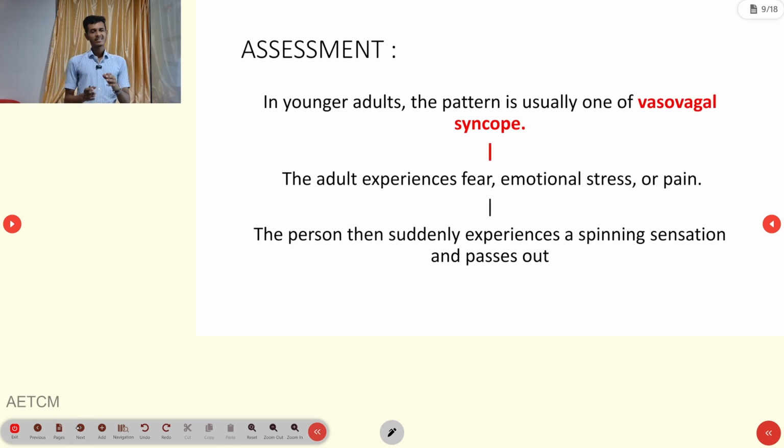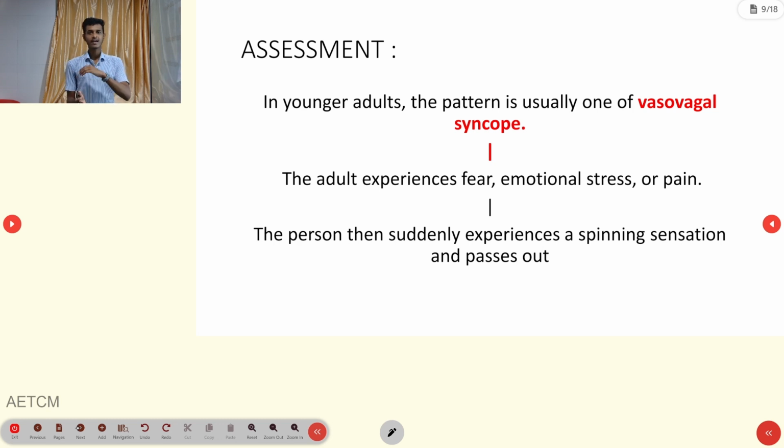Assessment wise, majorly in adults, syncope occurs because of vasovagal stimulation. As we said, in vasovagal there is a stimulation of the parasympathetic nervous system, which dilates your blood vessels and reduces your heart rate.